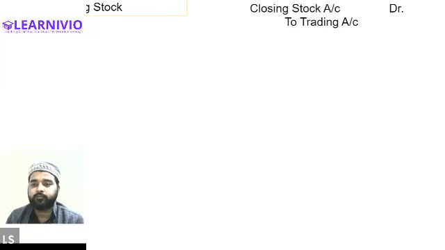So the first journal entry will be for the closing stock. If there is any adjustment entry given in the question for the closing stock, the journal entry for the closing stock will be this. Please note it down. Closing stock account will be debited to the trading account. This will be the general entry.